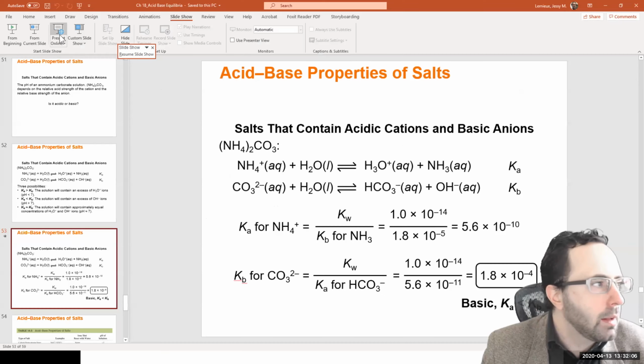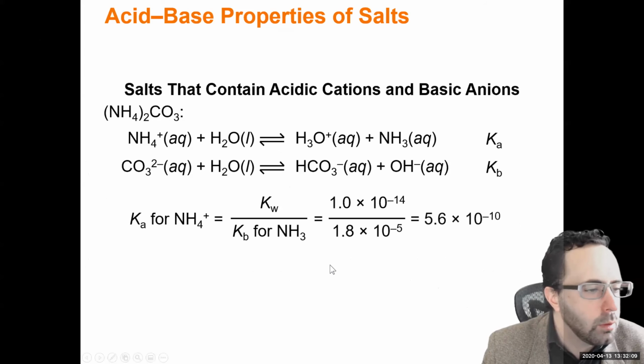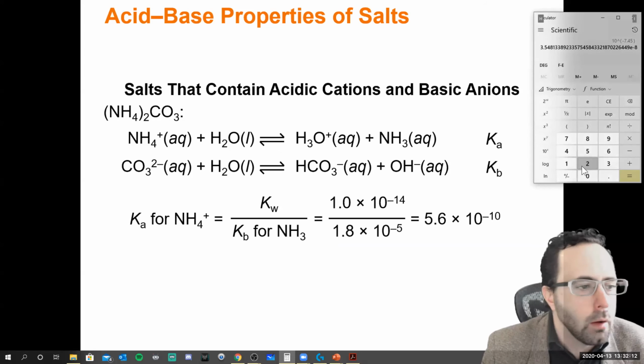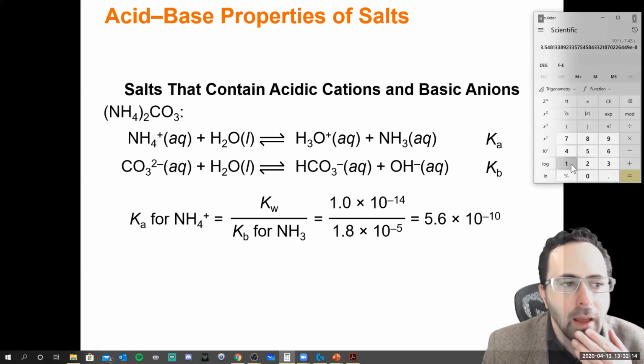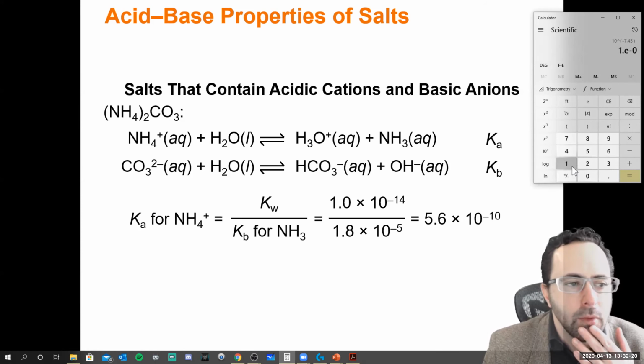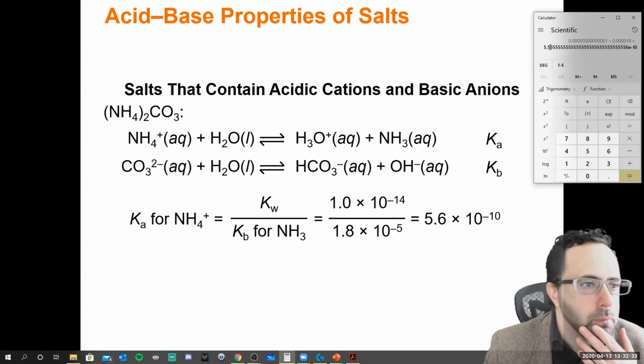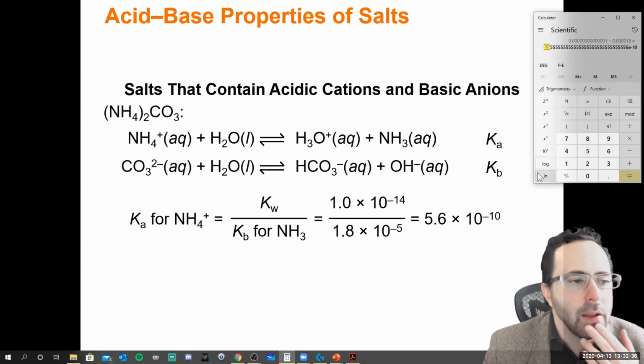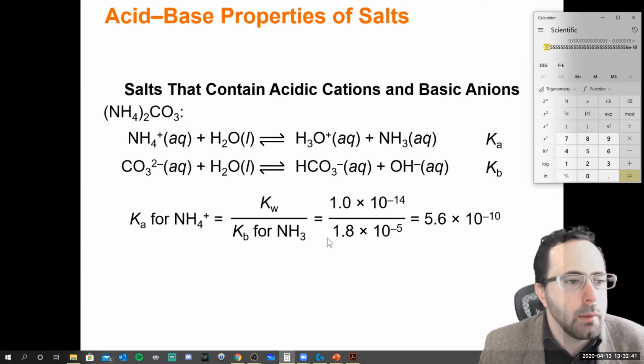Let's put that in the calculator. I want to remind you guys, you do have to use your EE or EXP here on both of these, otherwise you won't get it right. You should calculate with me if you can. 1 EE negative 14 divide, here's where you have to use your EE, make sure you use it, 1.8 EE negative 5. And we get 5.6 times 10 to the minus 10, or the Ka for ammonium ion. We do Kw over the Kb for its neutral conjugate base.